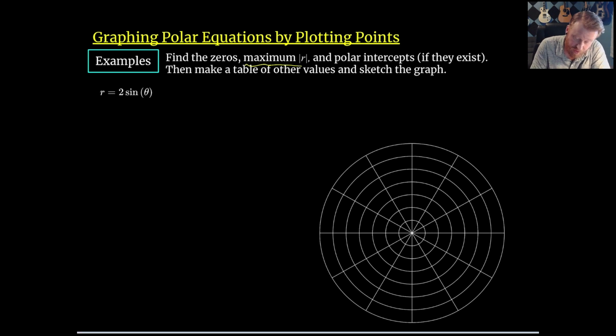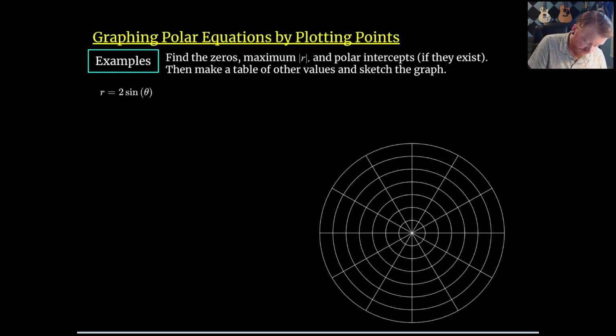We'll look for the maximum radius value. Another good thing to know about these shapes is what's the farthest point away from the pole, and that'll help us in determining the shapes of these graphs. And we'll find any polar intercepts. The polar intercepts are what go through the polar axis, and the polar axis is what we would typically call the x-axis. Just having those bits of information will help, and then we'll make a table to find the other values here.